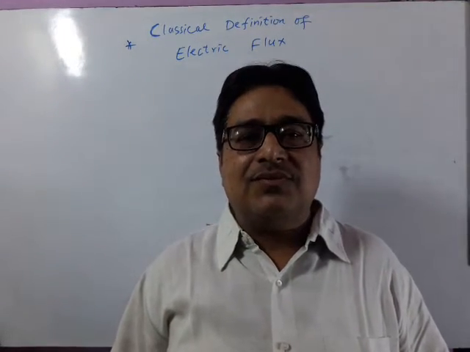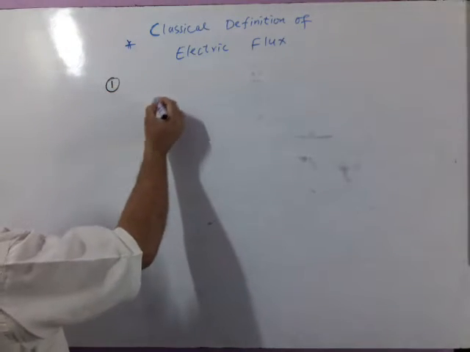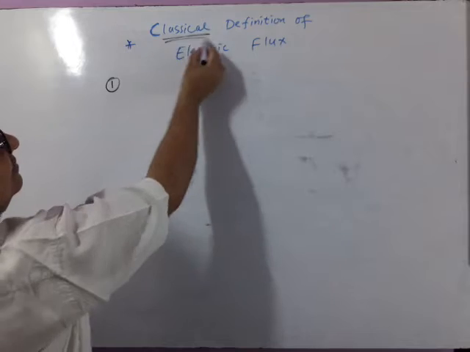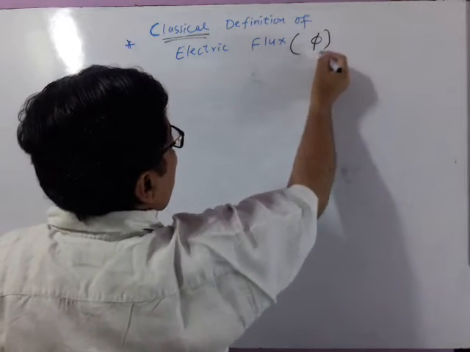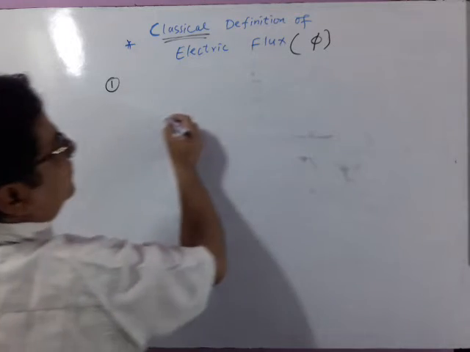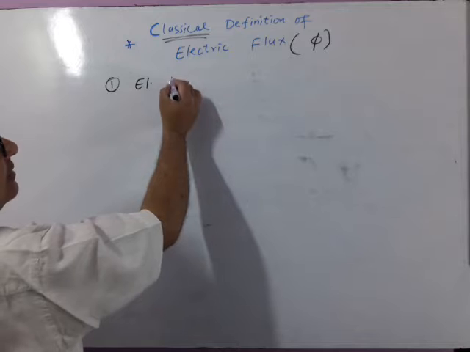Classical definition of electric flux. See, what is electric flux classically? We give the symbol phi to electric flux. This phi is the electric flux symbol. So what is electric flux classically?